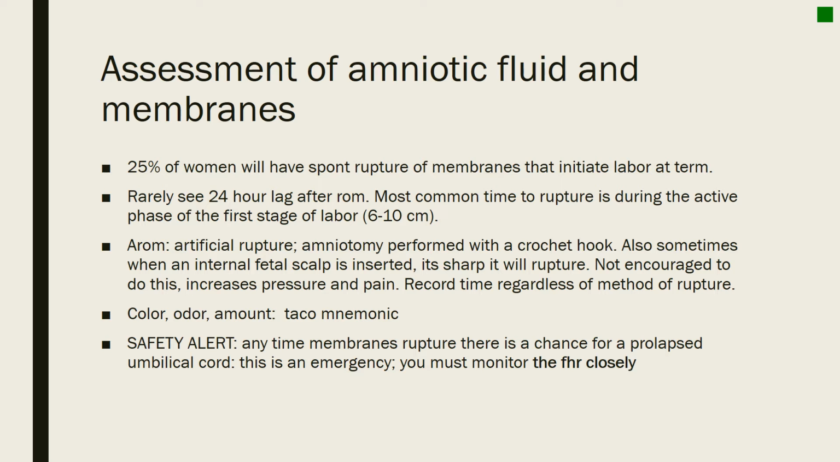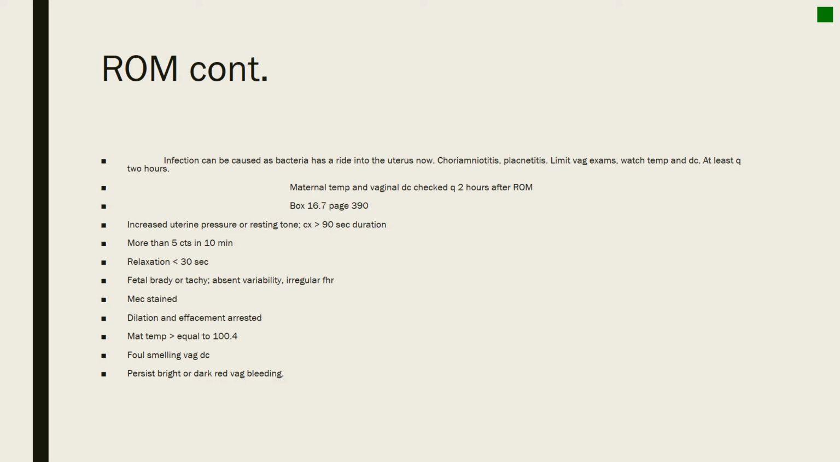Safety alert. Anytime membranes rupture, there's a chance for prolapsed umbilical cord. That is an emergency. We have to monitor the fetal heart rate closely. What you'll see if a cord prolapses is a very prolonged deceleration. The baby's heart rate is going to go down. There's no circulation. It's an emergency.